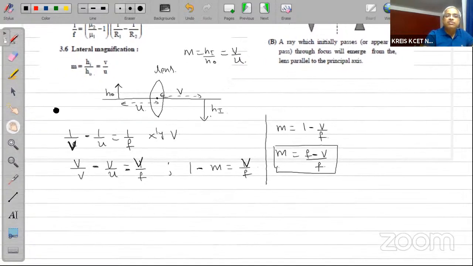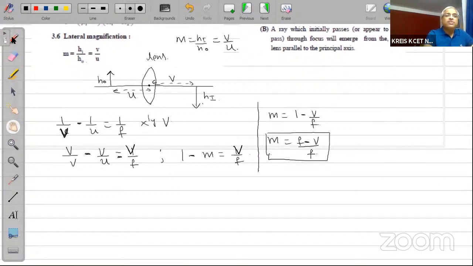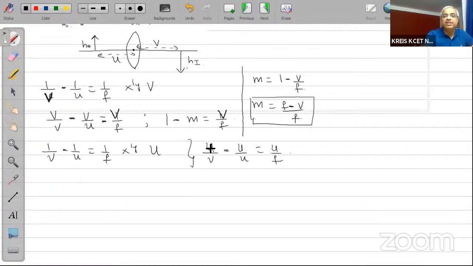Similarly, we can derive another formula. Let us multiply this equation, 1/v minus 1/u is equal to 1/f, with u, the object distance. See what we get: u/v minus u/u is equal to u/f. This is also a relation known to everyone. u by v is nothing but 1 by m. This will give you 1.